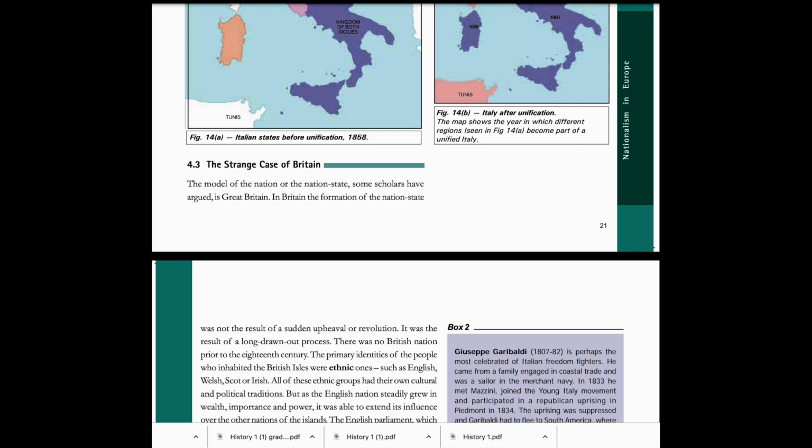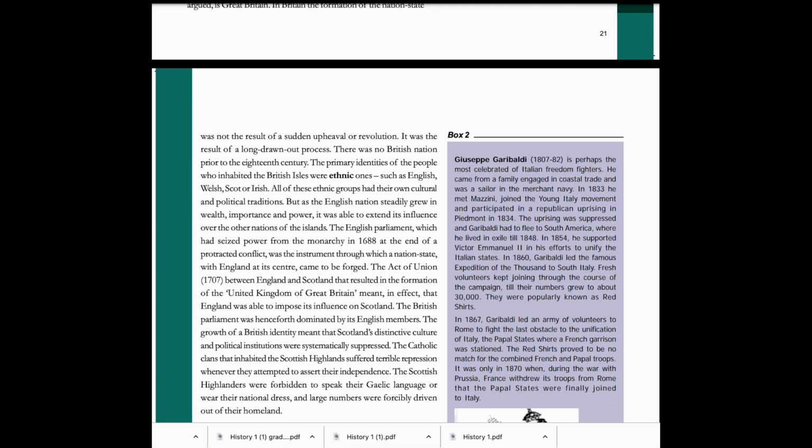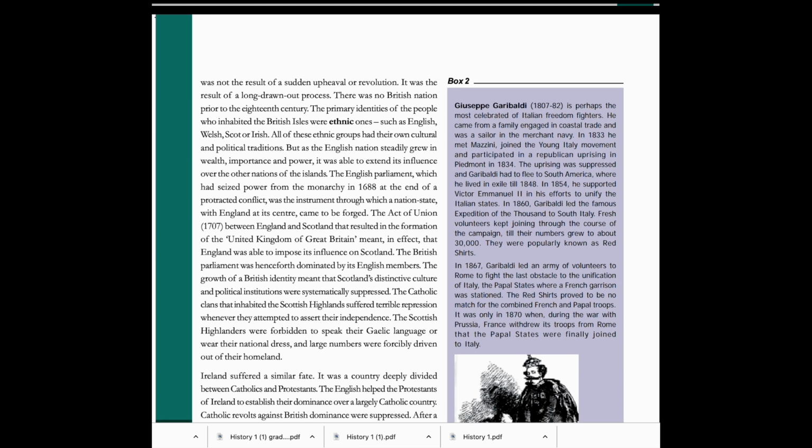4.3 The strange case of Britain. The model of the nation or the nation state, some scholars have argued, is Great Britain. In Britain, the formation of the nation state was not the result of a sudden upheaval or revolution. It was the result of a long drawn out process. There was no British nation prior to the 18th century.